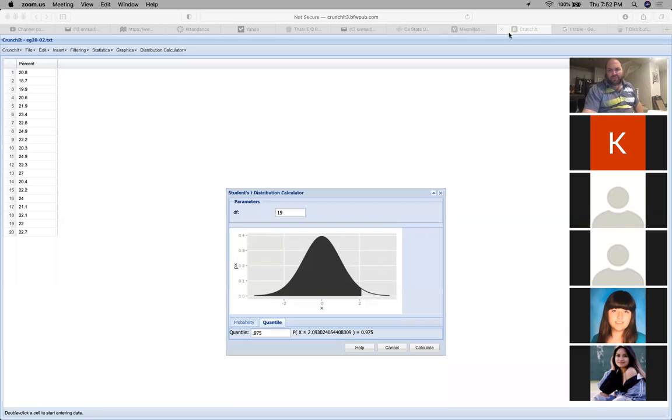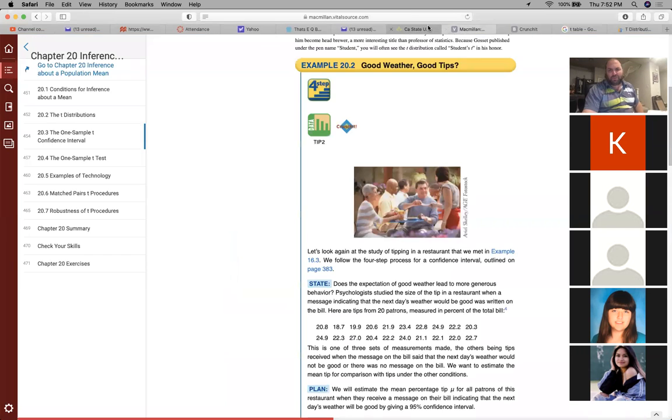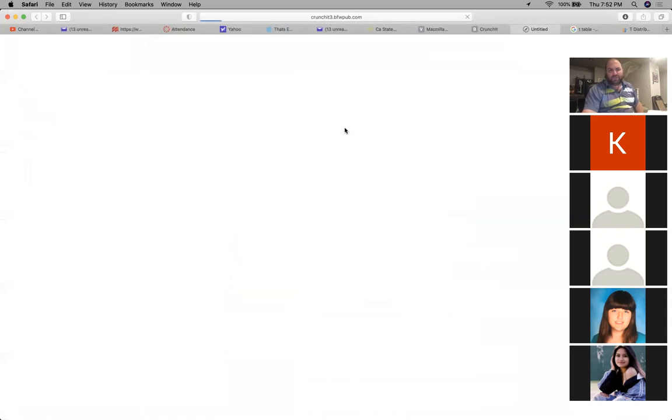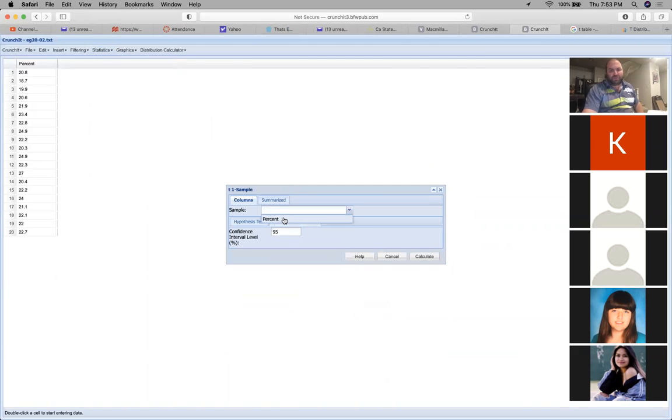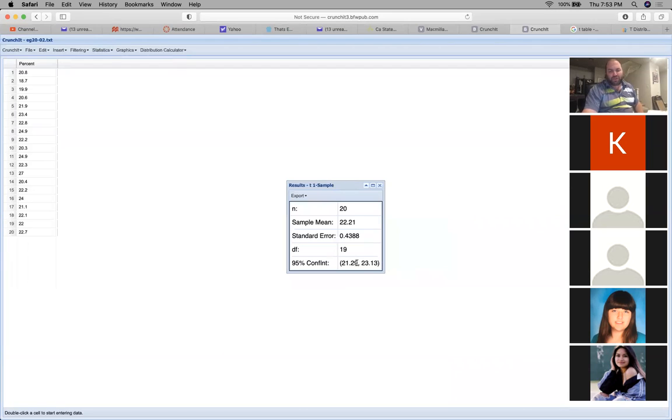Those were the edges of the confidence interval, were they not? When we got our confidence interval here, I think we did it on Crunch It. Did we do the confidence interval on Crunch It? If not, we should have. T, one sample, confidence interval, 95%. So here's our confidence interval, 21.29 to 23.13. So we are 95% confident that the true percent of tip that people give when there's a message that it's going to be nice outside the next day is between 21.29% and 23.13%.